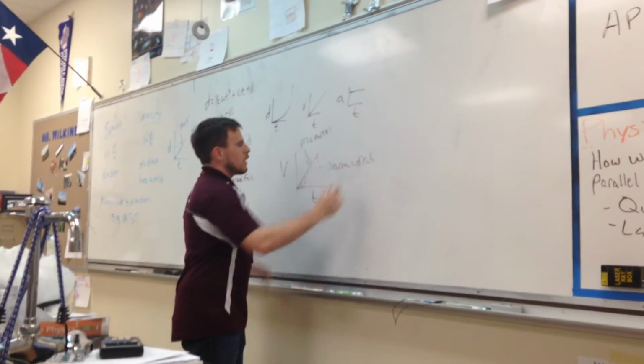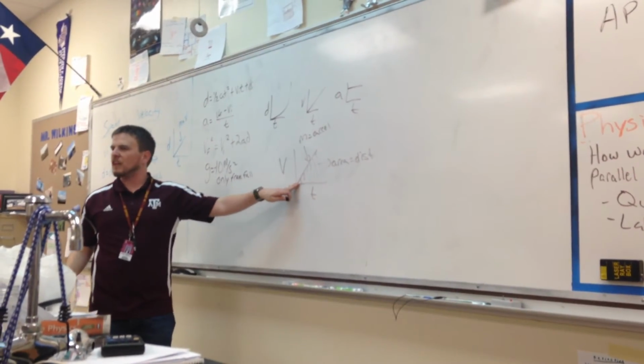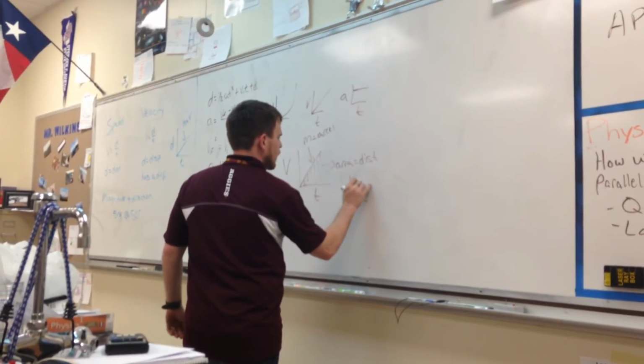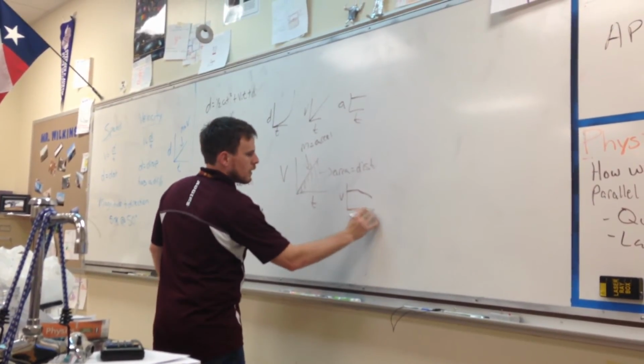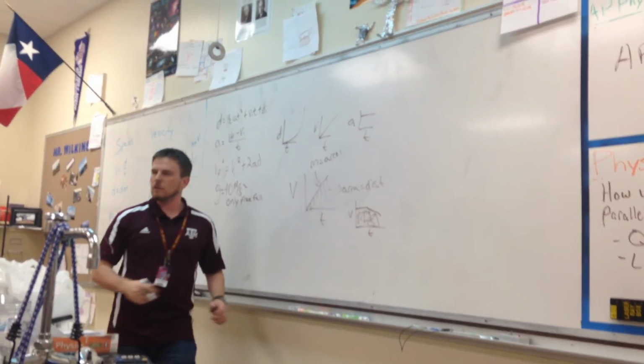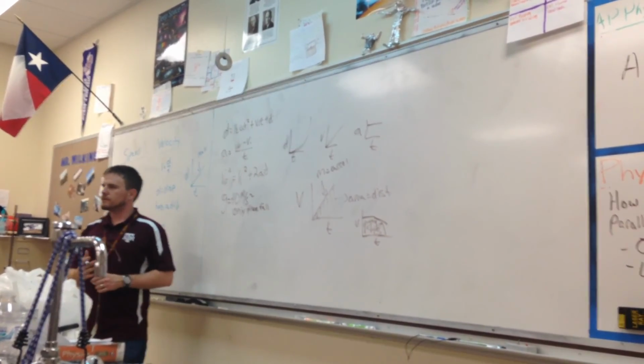And remember that regardless of how the velocity versus time is shaped, you can always find the area under the curve, and it will be the distance, regardless of how it's shaped. It doesn't necessarily matter. All right?